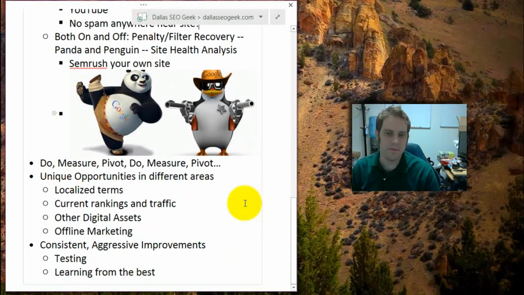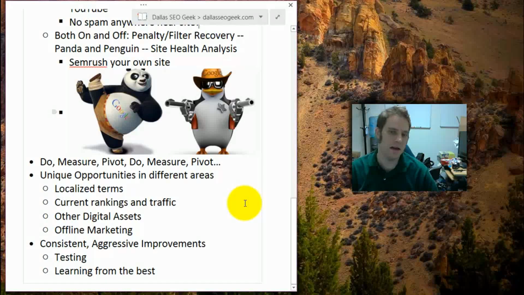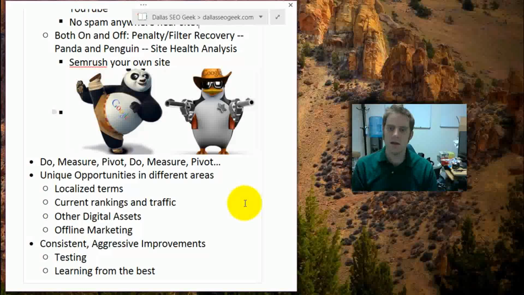And let's see. So other parts of your SEO strategy, it's not necessarily here's the 17 actions you need to do and you'll rank really well. There is a do, measure, pivot, repeat, repeat, repeat. That's a little bit of what a lot of SEO is. You do some stuff, you see how Google responds, and then you move forward from there.